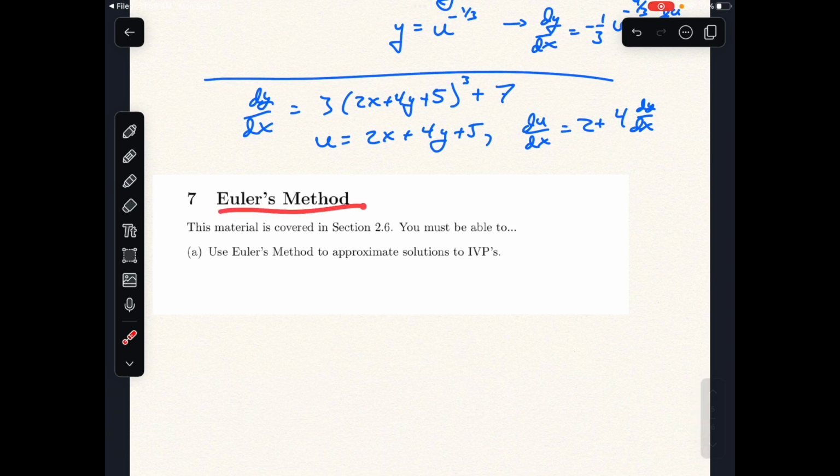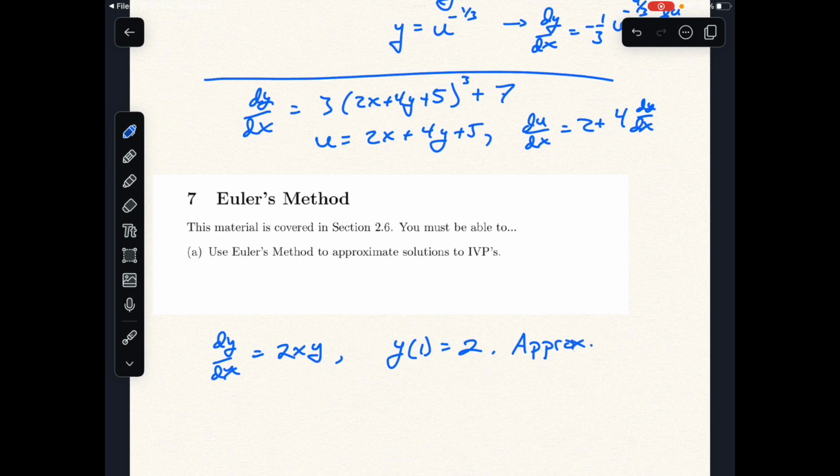All right, and then the last thing is Euler's method. You just need to use Euler's method to approximate solutions to IVPs. So if I give you something like dy dx equals 2xy, and maybe say y of 1 equals 2, then basically you just use the tangent line. Oh, I should tell you what I want you to approximate. Approximate, say, y of 2 using a step size of h equals something.